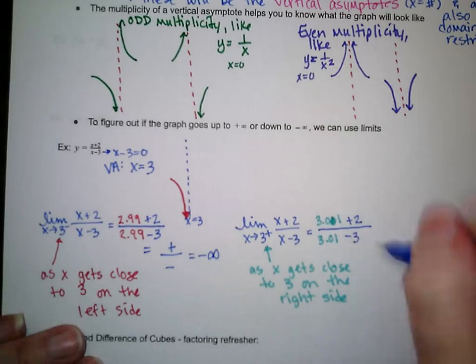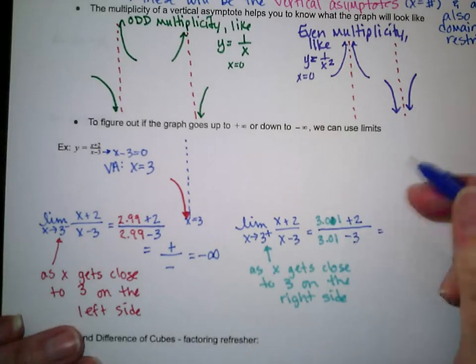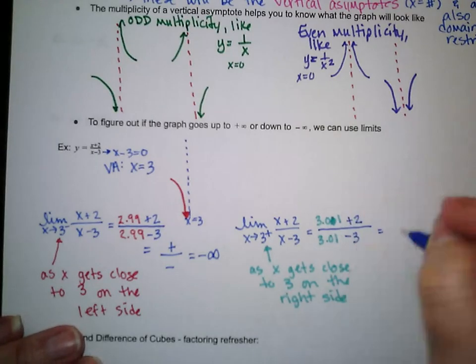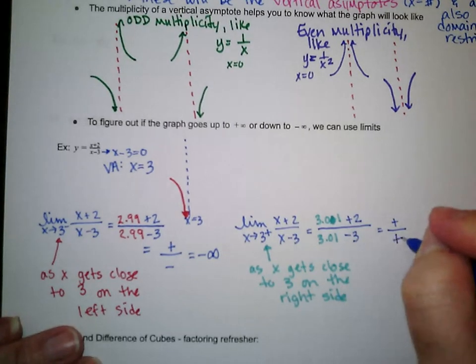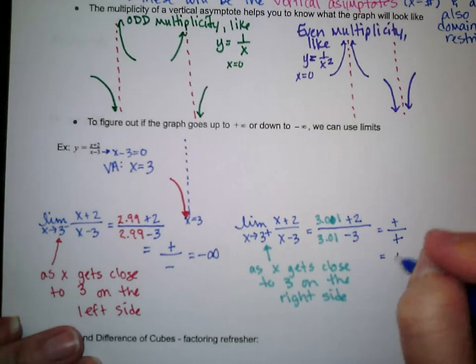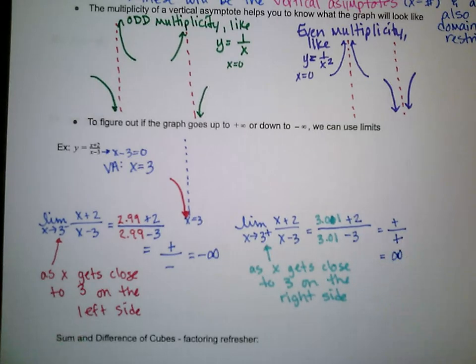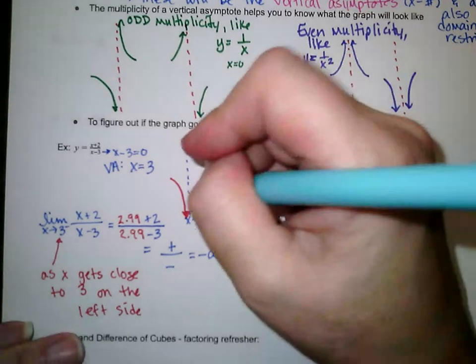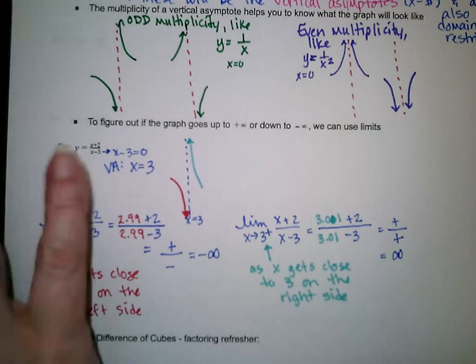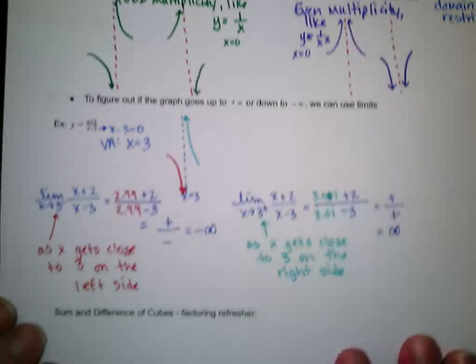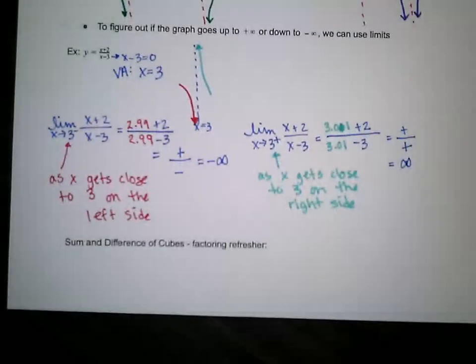And again, I'm not interested in the actual number. I just want to know positive or negative. So 3.01 plus 2, that's going to be positive. 3.01 minus 3, that will also be positive. So this side is headed towards positive infinity. So I can draw my graph headed towards positive infinity on the right side. We're going to get more practice with this later. So this is just your first look at that.